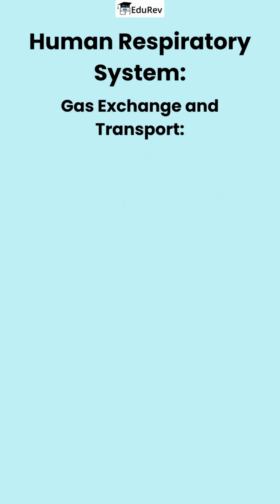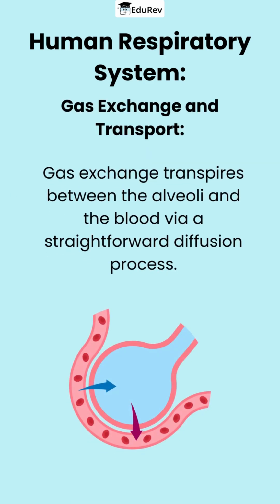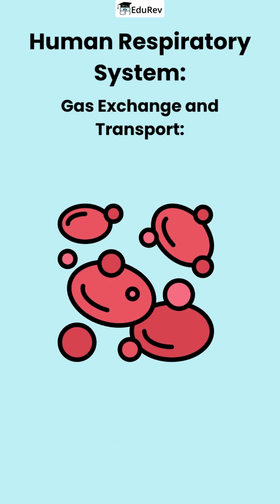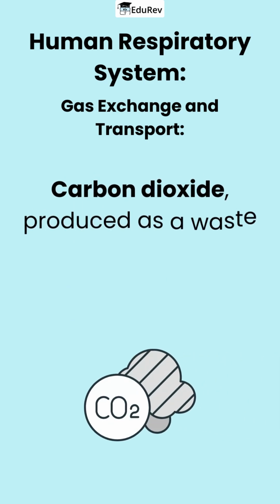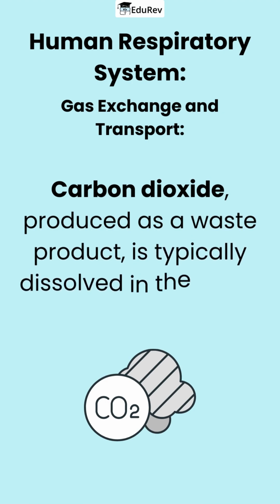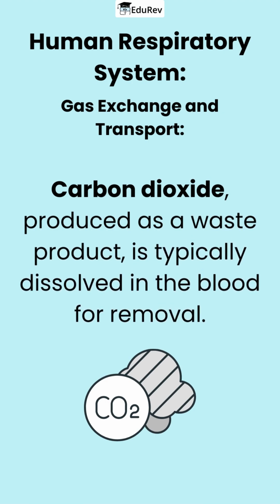Gas exchange and transport. Gas exchange transpires between the alveoli and the blood via a straightforward diffusion process. Hemoglobin, a red pigment in the blood, binds with oxygen and acts as a carrier for its transportation. Carbon dioxide, produced as a waste product, is typically dissolved in the blood for removal.